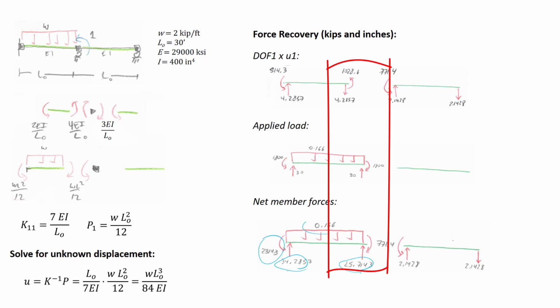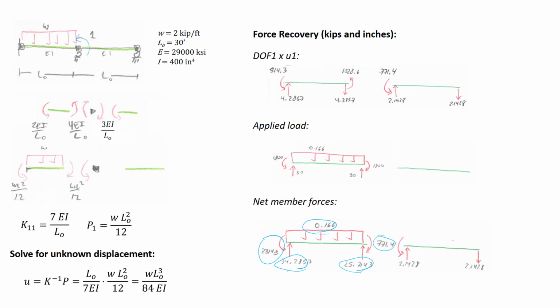We carry the uniform load down. The moment on the right-hand side of the left member is 1028 minus 1800, which results in negative 771, which is exactly equal to the moment on the left-hand side of the right-hand member. So this serves as a check on our calculations. These two have to be equal because they're equal and opposite forces. The other two shears simply get carried down. So now we have our net member forces.